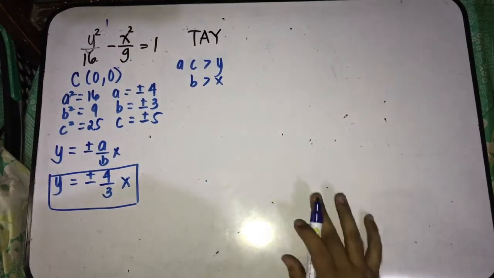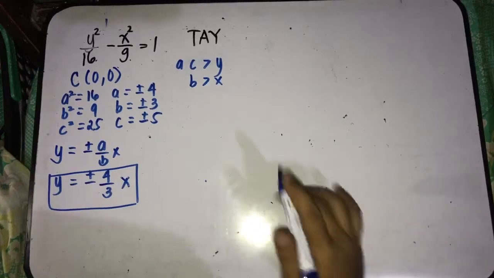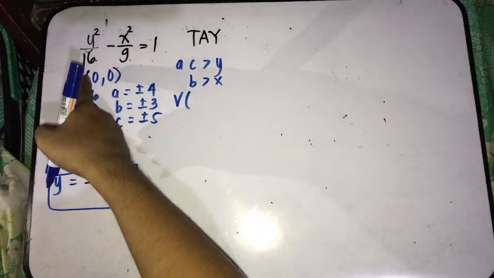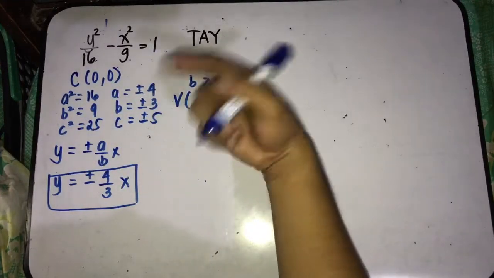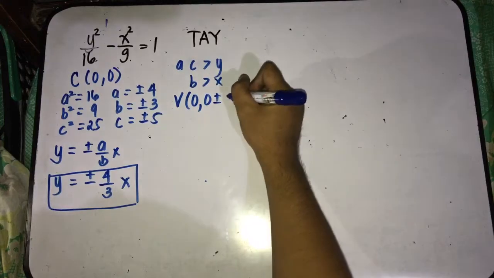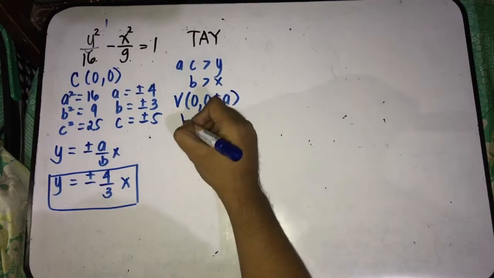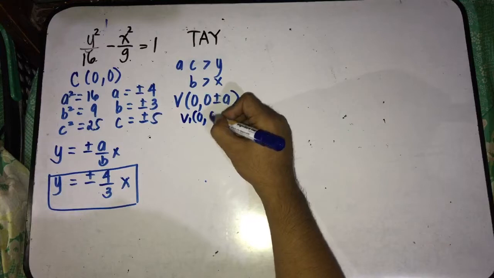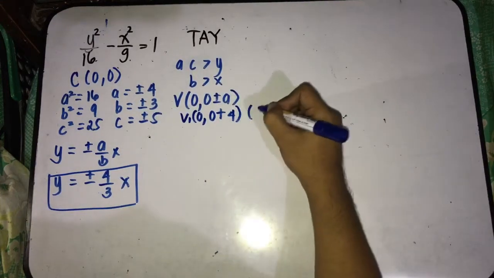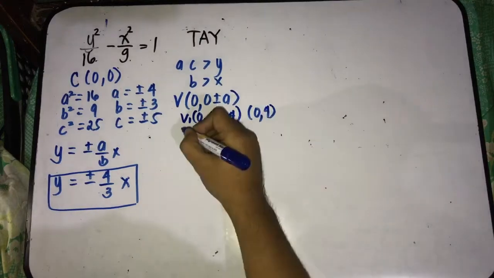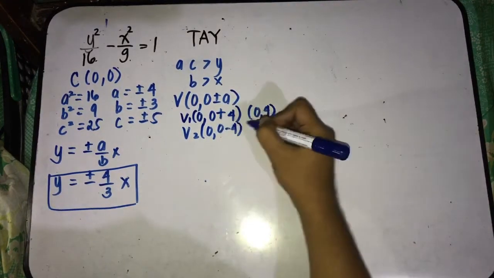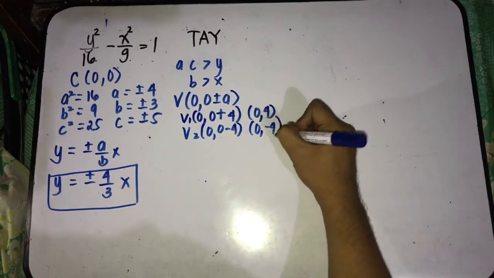Since, again, this is transverse axis y, we know that the foci and the vertices will lie on the y-axis. Therefore, the vertices would be (0, 0 plus minus a). V1 is located at (0, 0 plus 4), and that is (0, 4). And V2 is located at (0, 0 minus 4), and that is (0, negative 4).